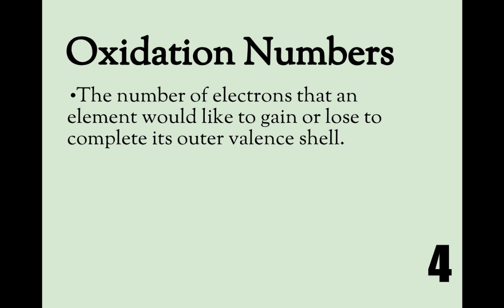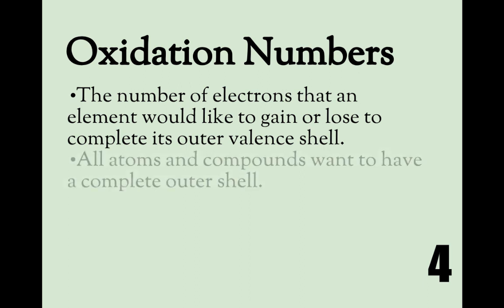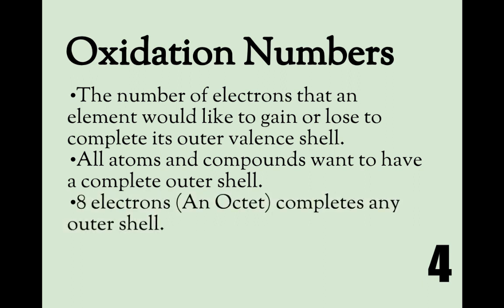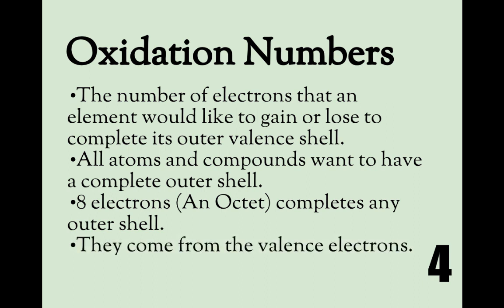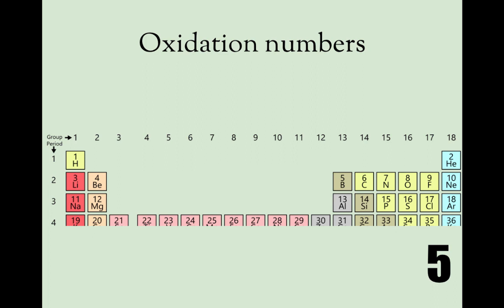Oxidation numbers. Oxidation numbers are a new thing, so you may want to pause and write this down. Oxidation numbers are the number of electrons that an element would like to gain or lose to complete its outer valence shell. Absolutely all atoms and compounds want to have a complete outer shell. 8 electrons, called an octet, completes any outer shell. And these oxidation numbers come from the valence electrons because it's what they want in order to make a complete shell. So on your periodic table, you already have the group numbers 1 through 18.